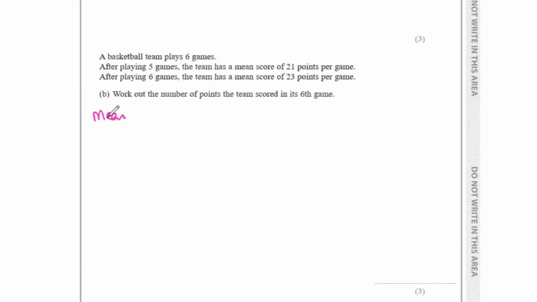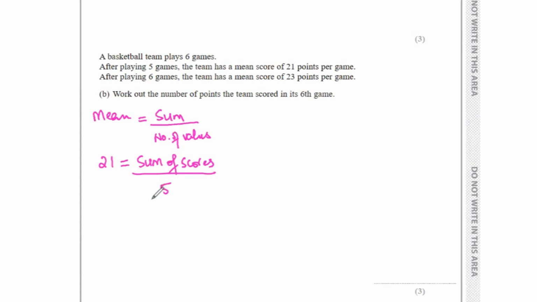Mean value has the formula of sum divided by the number of values, basically a frequency. So we don't know the sum, but we know the mean value and we know the number of games, which is 5 over here. So we know 21 equals the sum of scores divided by 5. Once again, they played 5 games, and the mean value after playing the 5 games is 21. And we are trying to figure out the sum of scores for all of the 5 games.